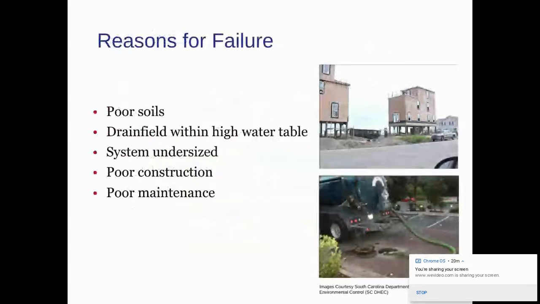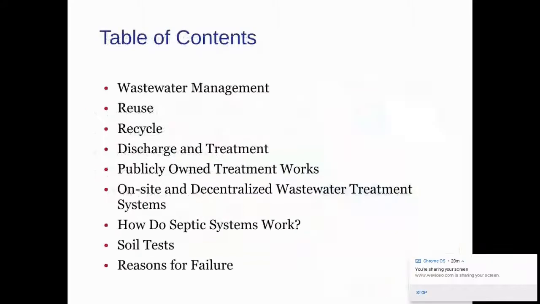So you need to maintain your system on a regular basis. All right, so that's it for the introduction.